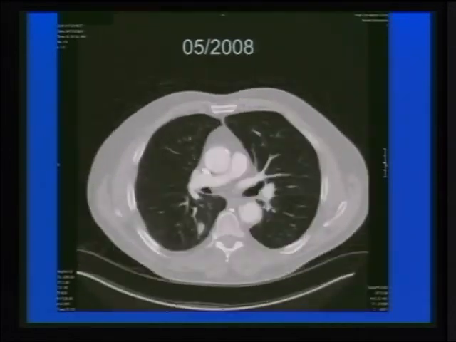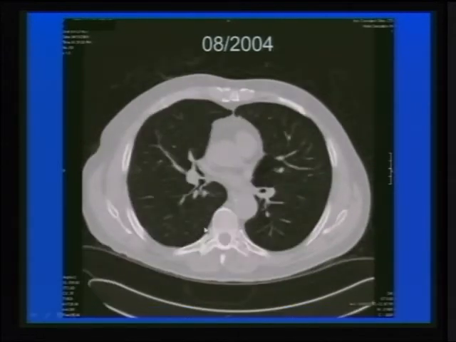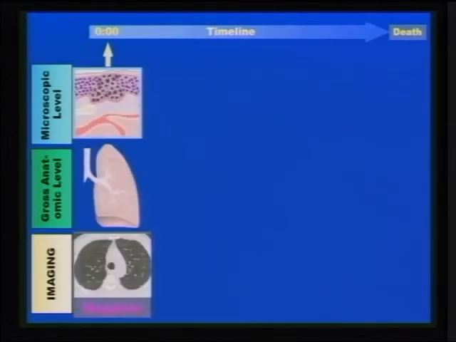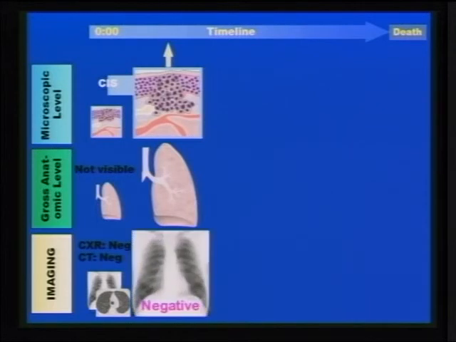So let me show you a few examples of how we look at growth. You can tell this is in 2006, there is this small nodule here. We know 2004 wasn't existent. 2008 is growing, so this is a cancer until proven otherwise. So I'm not going to get into this. This is just a diagram to show you the evolution of the nodule and the timeline of a nodule and what we can see, what we cannot see.